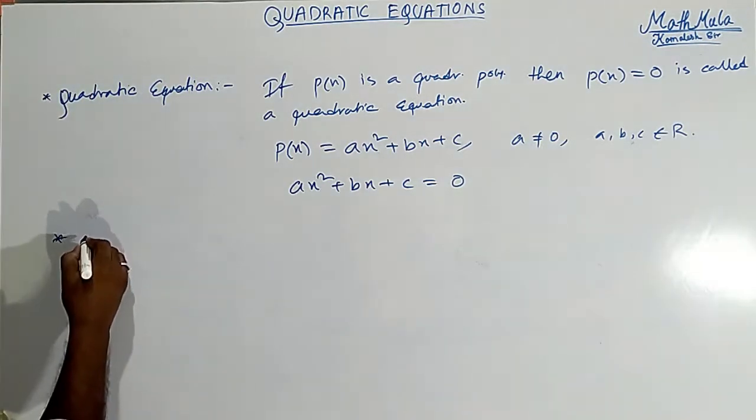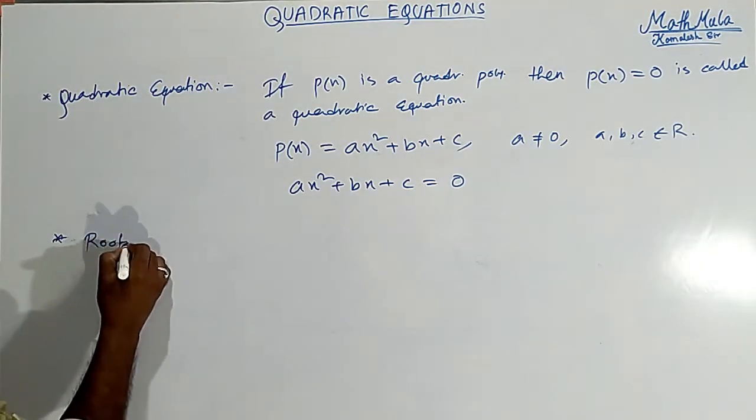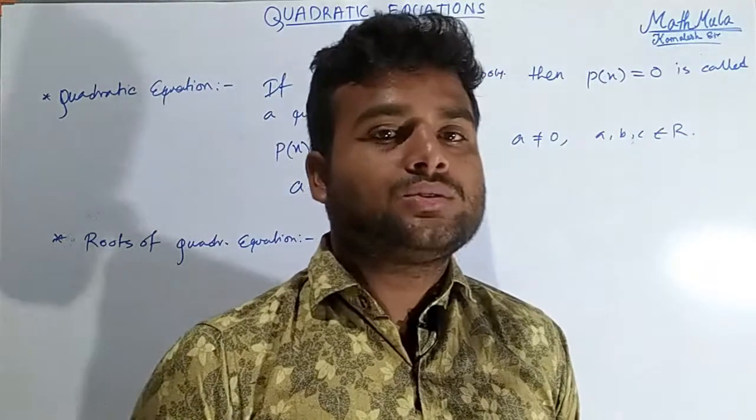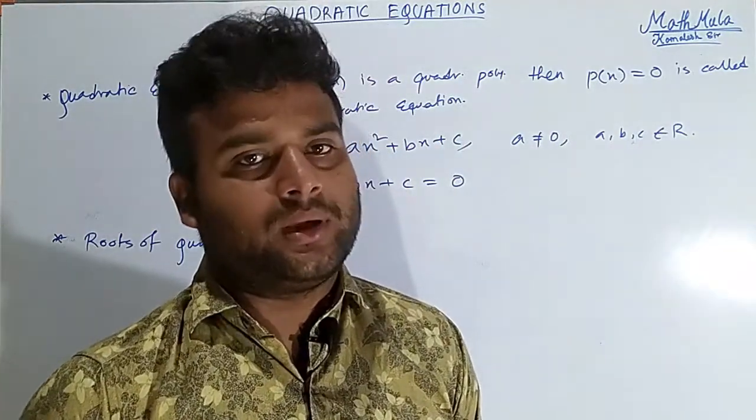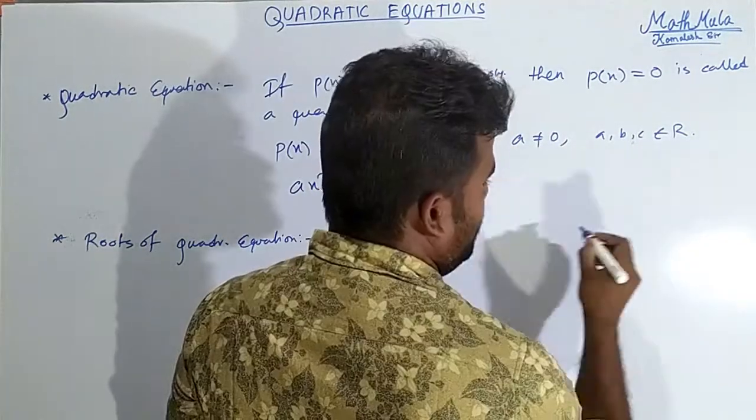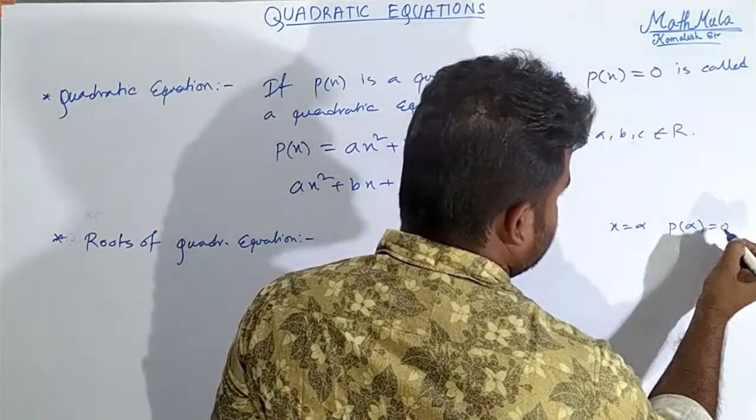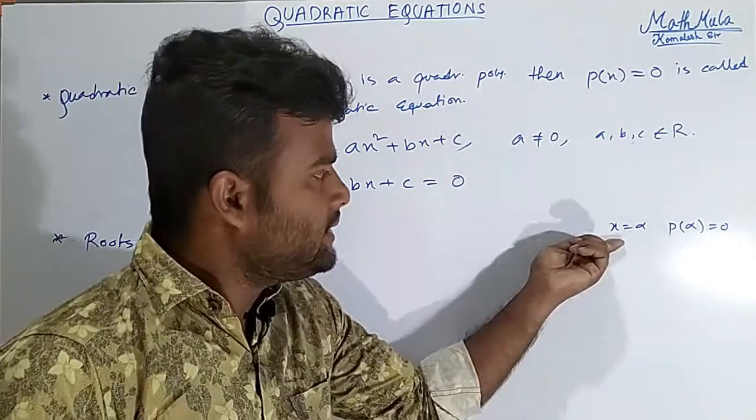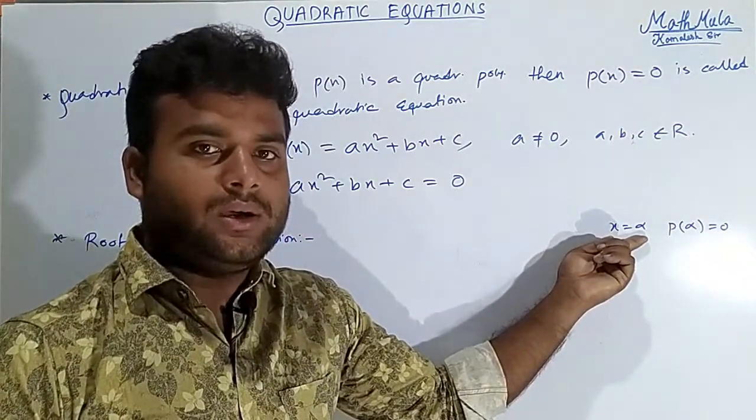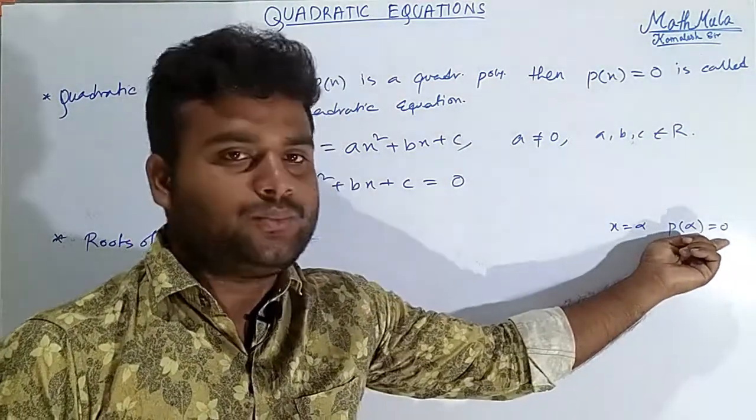Okay. Now roots of quadratic equation. First you have to know what is the zeros of quadratic polynomial. The zeros means for x equals alpha, if p of alpha equals 0, then x equals alpha is called a zero of this polynomial.